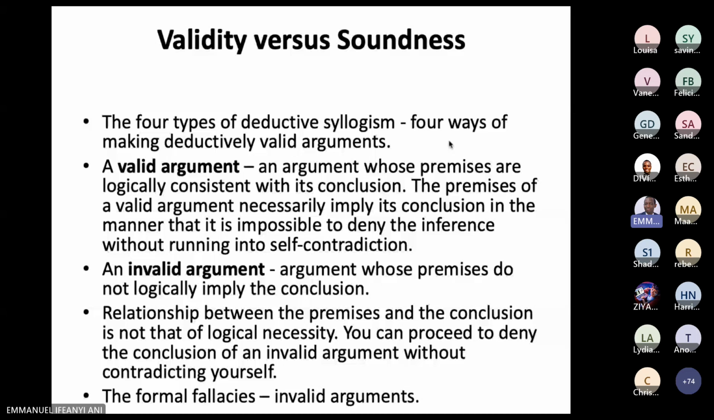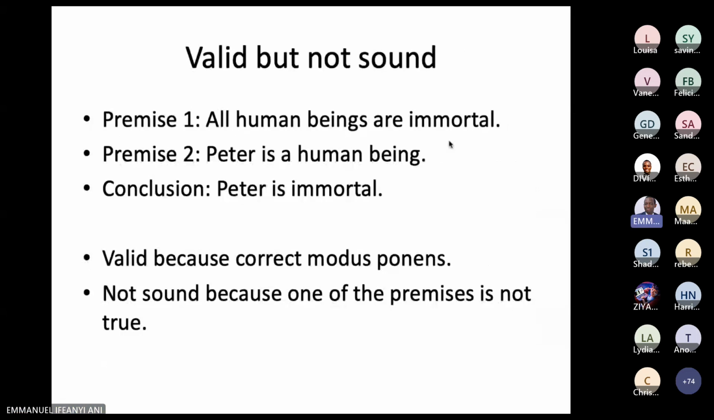Now let's look at valid but not sound. An argument could be valid but not sound. All human beings are immortal. Peter is a human being, therefore Peter is immortal. This argument is valid because it is a correct modus ponens. It affirms the antecedent, so it is valid. But it is not sound because one of the premises is not true. So there is falsehood in the argument somewhere. It is valid, but it's not true. Because it is valid but not true, we say it is not sound. It is valid but unsound.